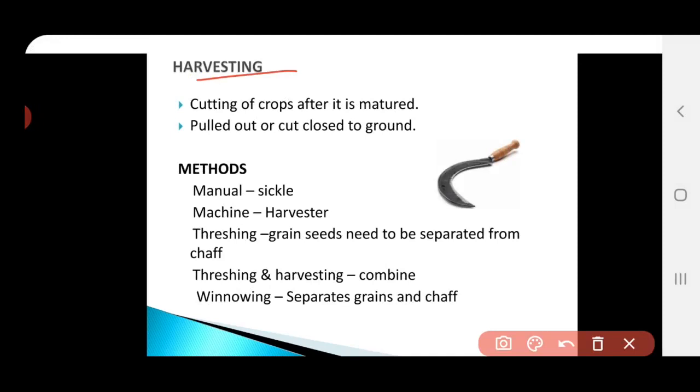Next process is harvesting. Harvesting is nothing but cutting of crops after they are matured. The crop is matured and we are cutting the crop. That process is called harvesting. Pulled out or cut close to the ground.